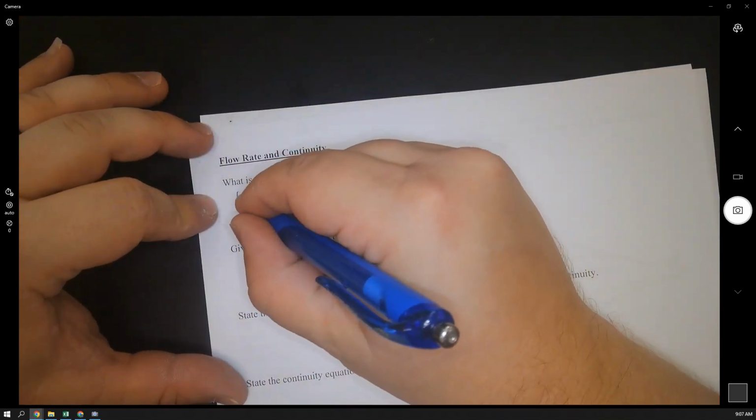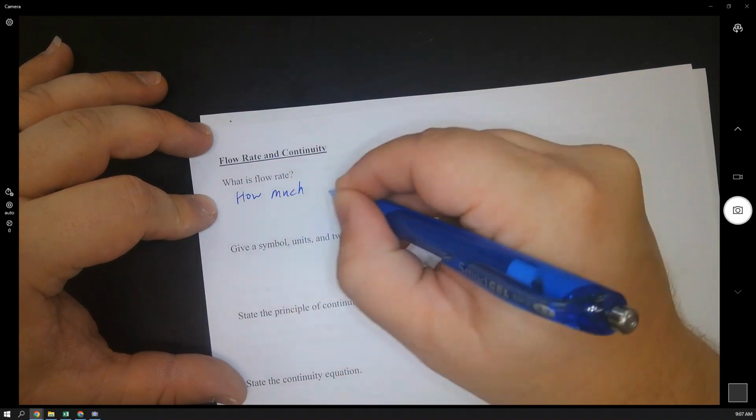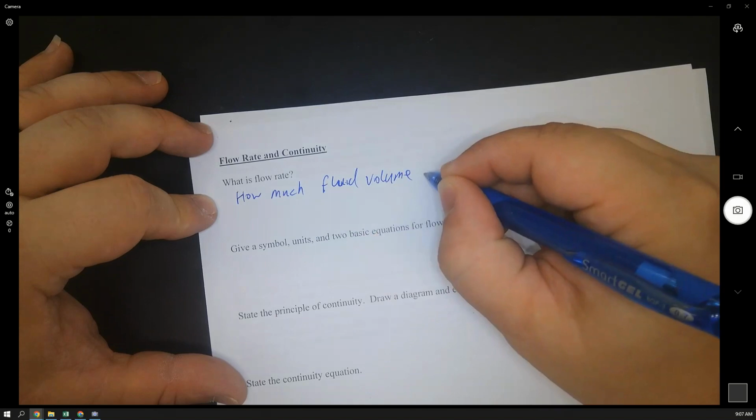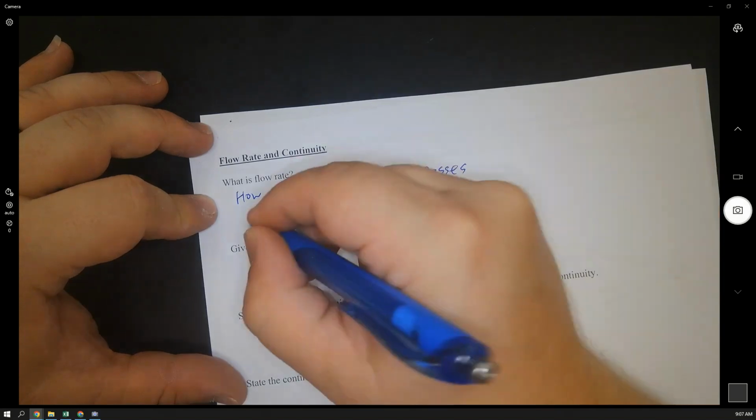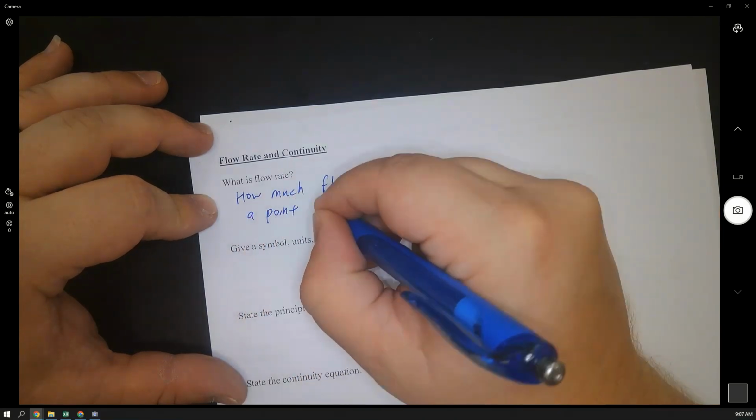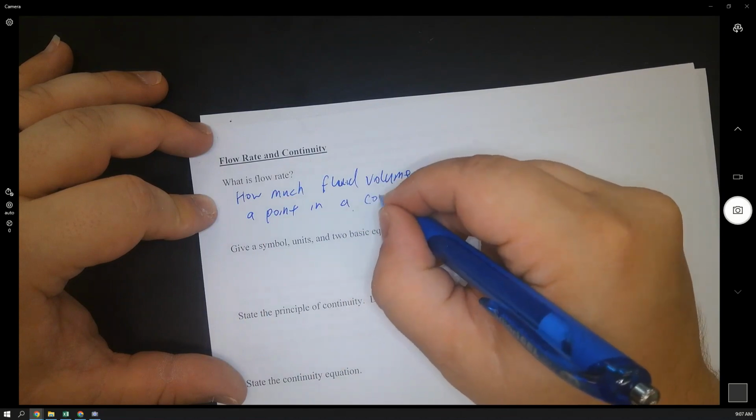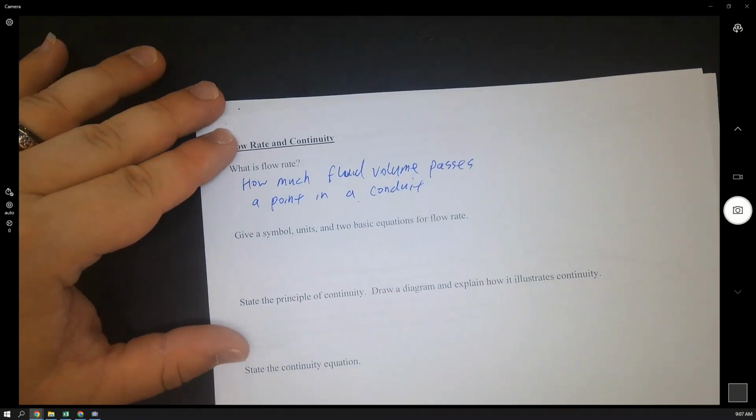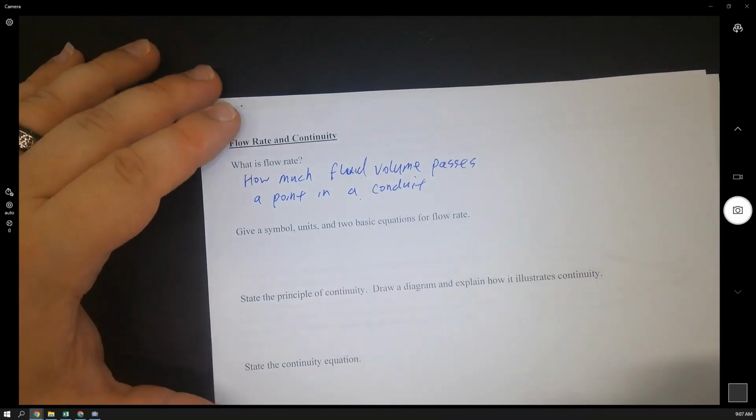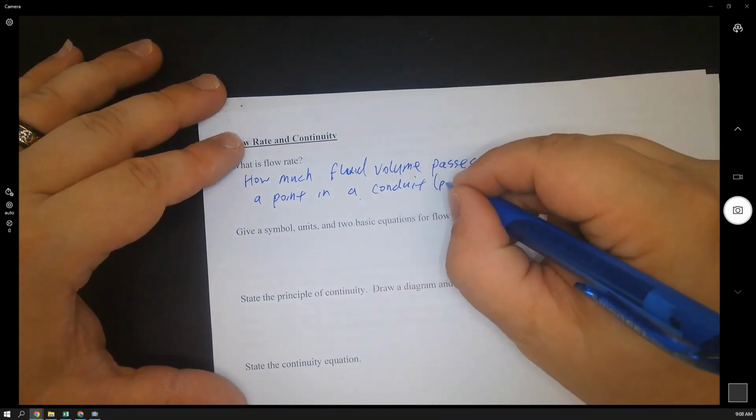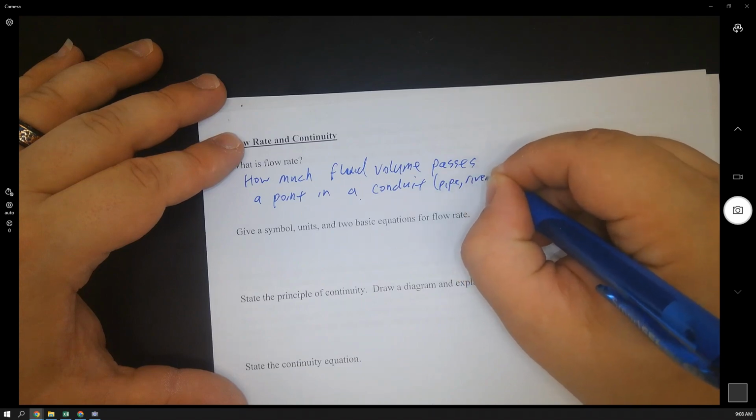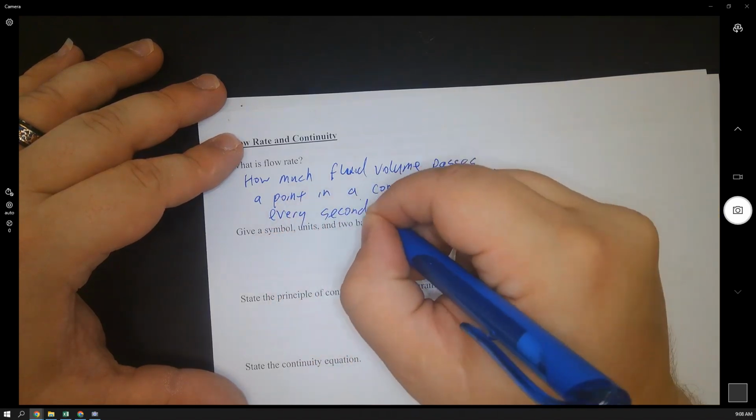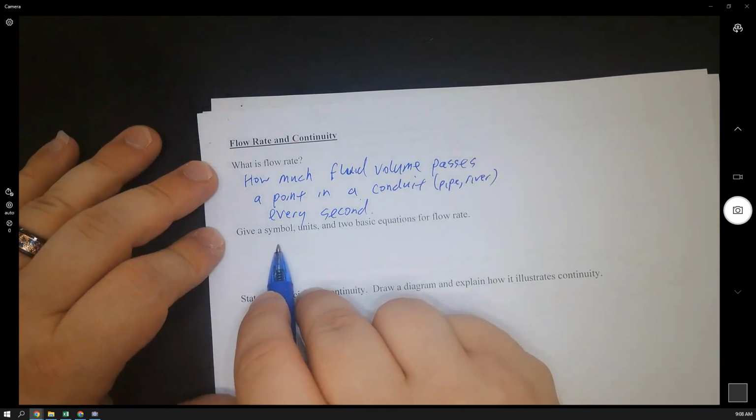Flow rate is how much fluid volume passes a point in a conduit. Now, your students may not be familiar with the word conduit. Of course, that means something that carries the water, right? So that could be a pipe or it could be a river or something like that. Every second.